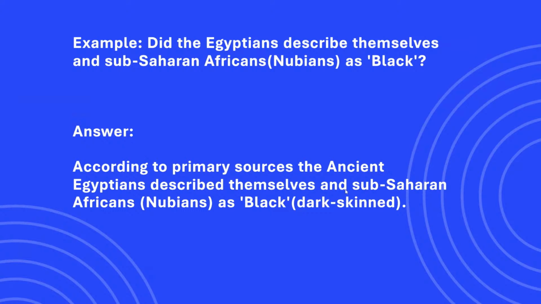To give a quick example of historical methodology, say we have a research question, which is a valid question: did the Egyptians describe themselves and sub-Saharan African Nubians as Black? The answer to that question will be, according to primary sources, the ancient Egyptians described themselves and sub-Saharan Africans, Nubians, as Black or dark-skinned. So to tackle this and see if this answer is accurate, we will evaluate primary sources.